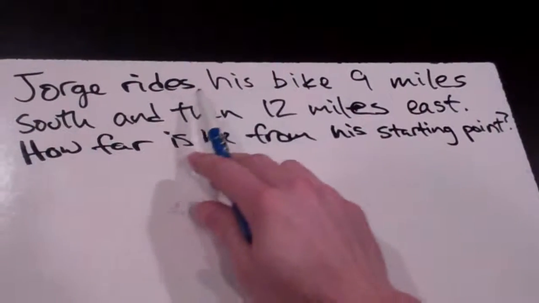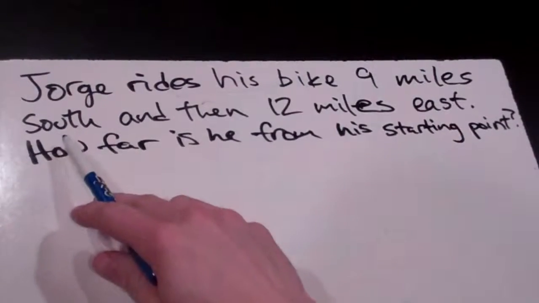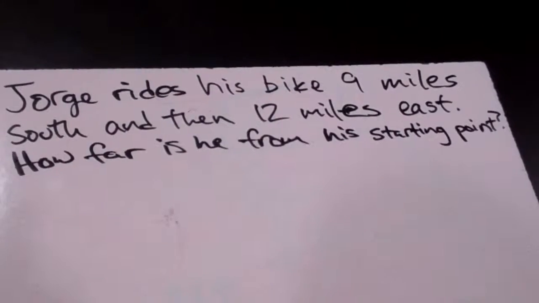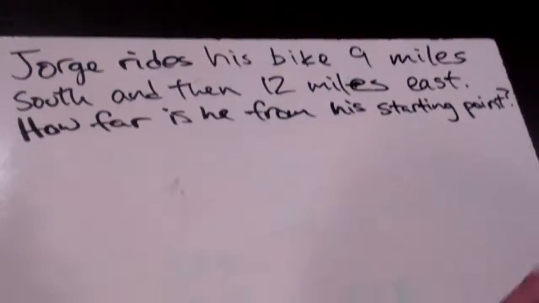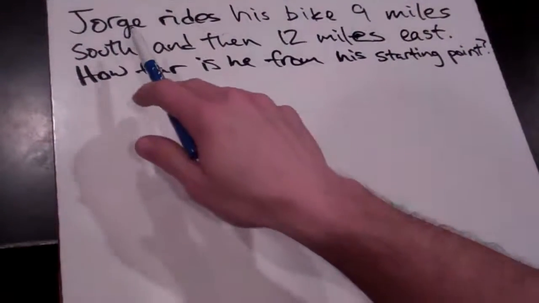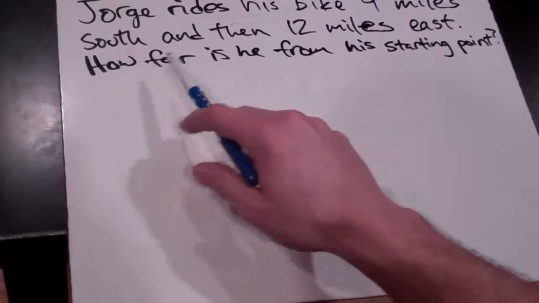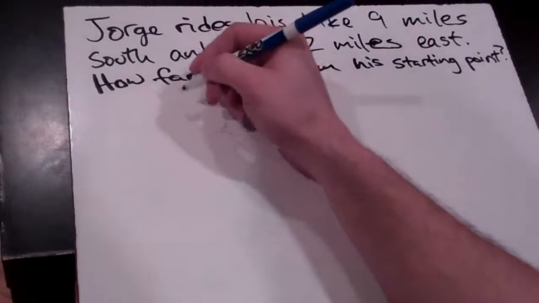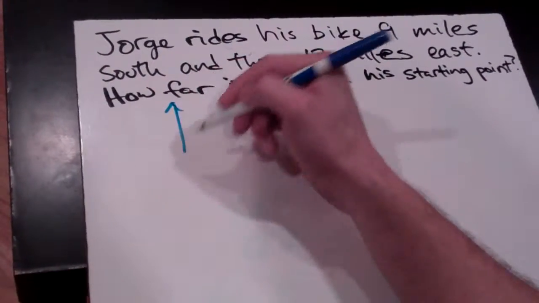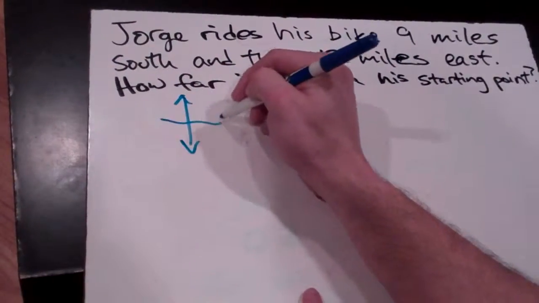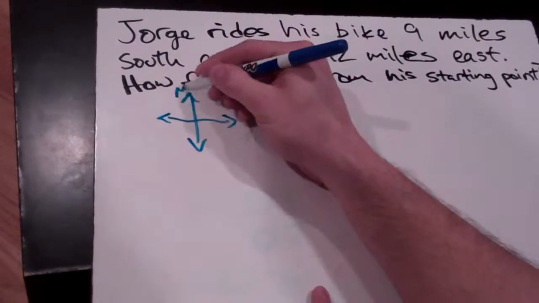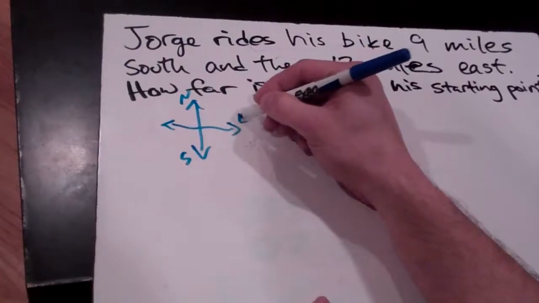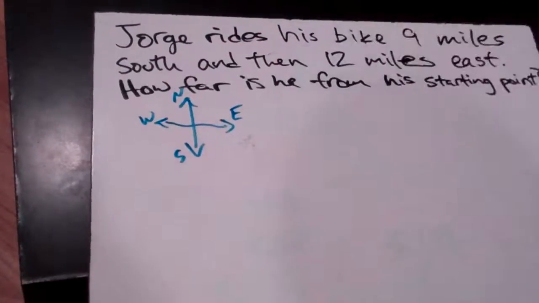So Jorge rides his bike 9 miles south and then 12 miles east. How far is he from his starting point? So we got some distances here. Let's go back. So he rides his bike 9 miles south, and then he's going east. First things first, let's make sure we know what north and south is. So north is going up, south is going back. East is your right hand side, and this is west. So this will help us out a little bit.